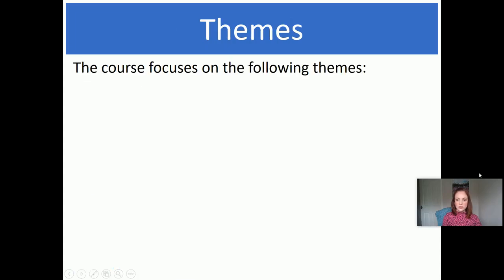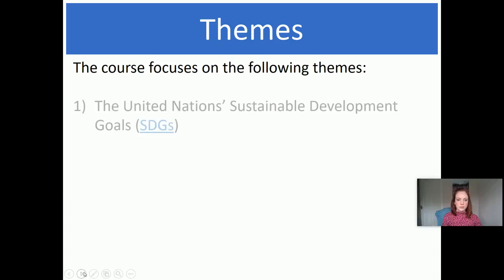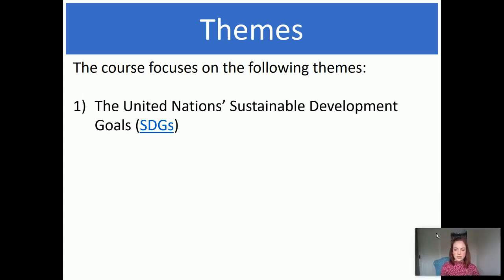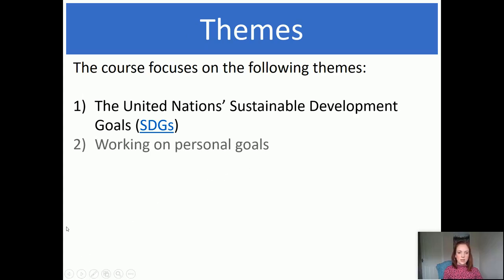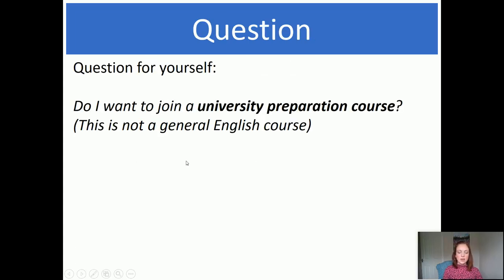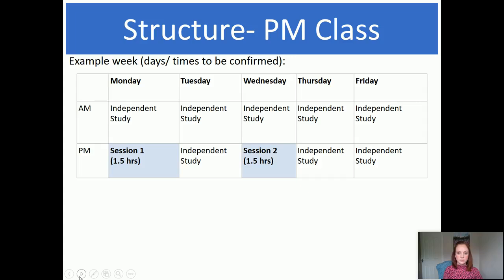We also focus on the following themes. We're using the United Nations Sustainable Development Goals as a key point for you to discuss during our classes. And we also ask you to work on personal goals. So you might say that this is not a typical English course. It's really important that you understand that this is a university preparation course. So the first question for you to ask yourself is, do I want to join a university preparation course? And to be very clear, this is not a general English course. So think about if that is right for you or not.